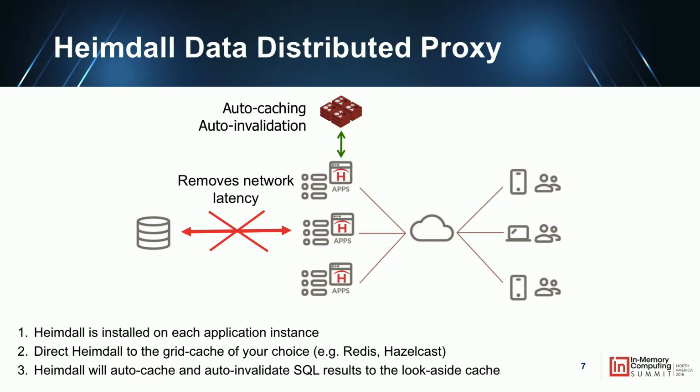This makes it very elegant from an operational standpoint in terms of scale and capacity planning. There's no more figuring out the bandwidth or how many queries. It's just one-to-one. For every application host, there is a Heimdall Data proxy. If you have 1,000 application instances, you have 1,000 proxies. The math is very easy to do. There's no calculus to it.